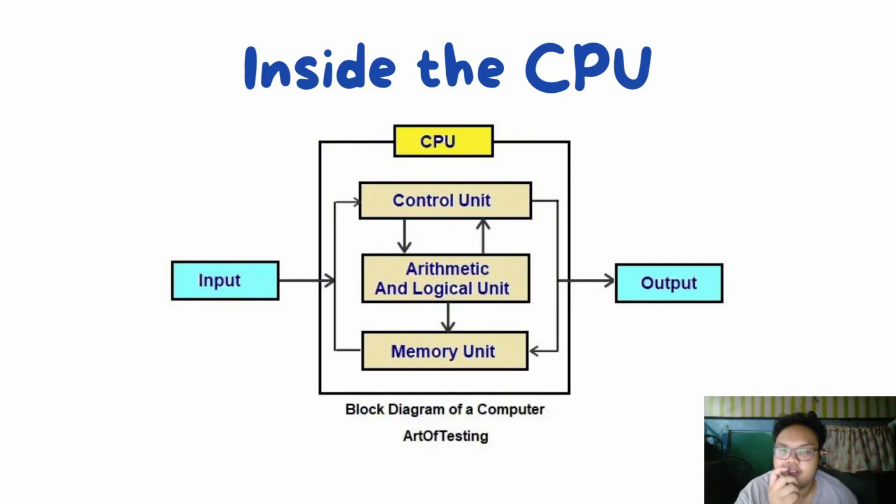Third one is the registers. These are small, ultra-fast storage locations within the CPU. They hold data and instructions that the CPU is actively working on. For example, when the CPU is adding two numbers, those numbers are stored in registers for quick access. Imagine a calculator. When you type in 5 plus 7, the numbers go into the registers, then the ALU performs the addition, and the result will be stored back in a register or sent to memory.